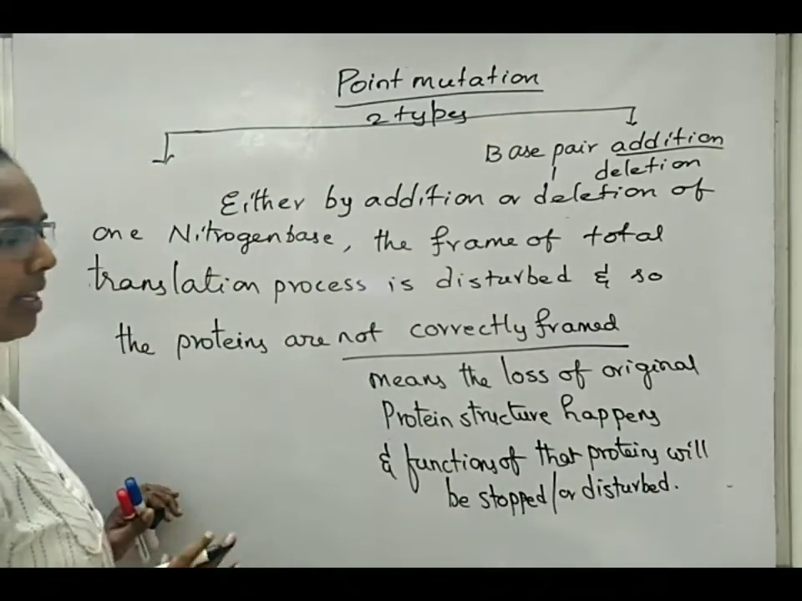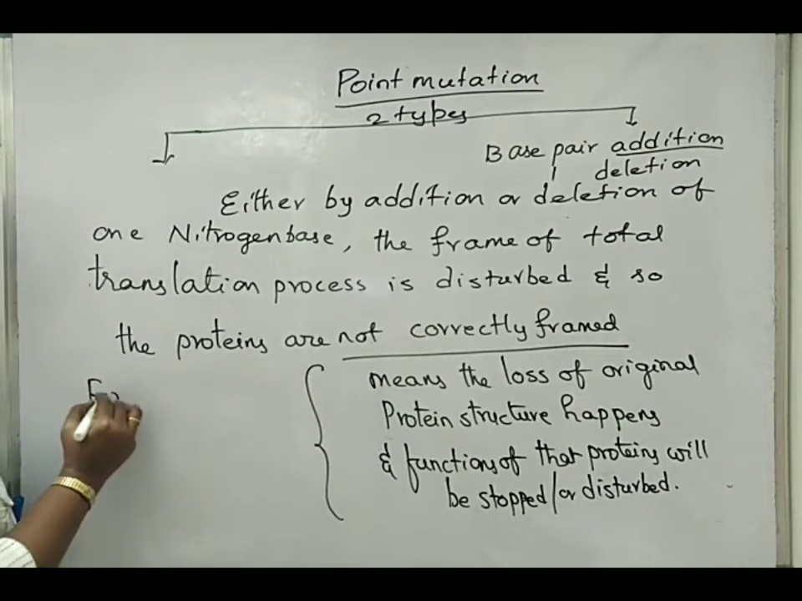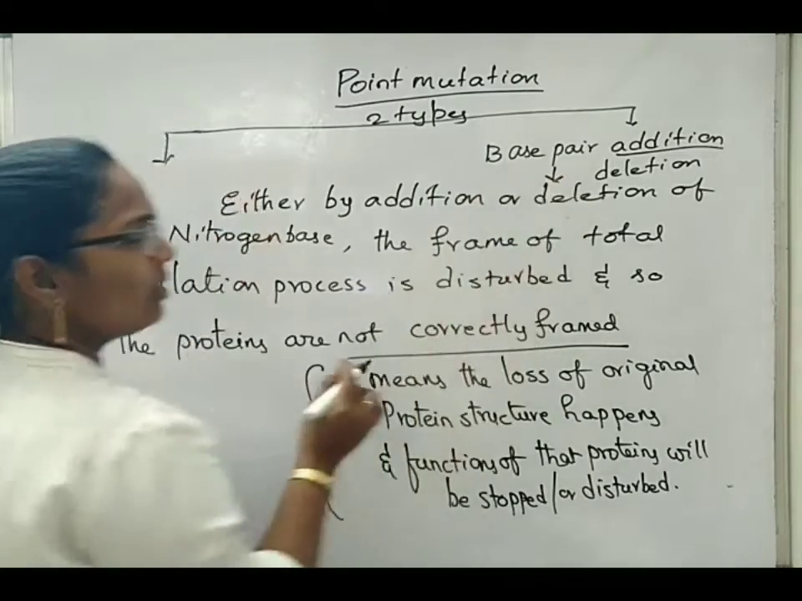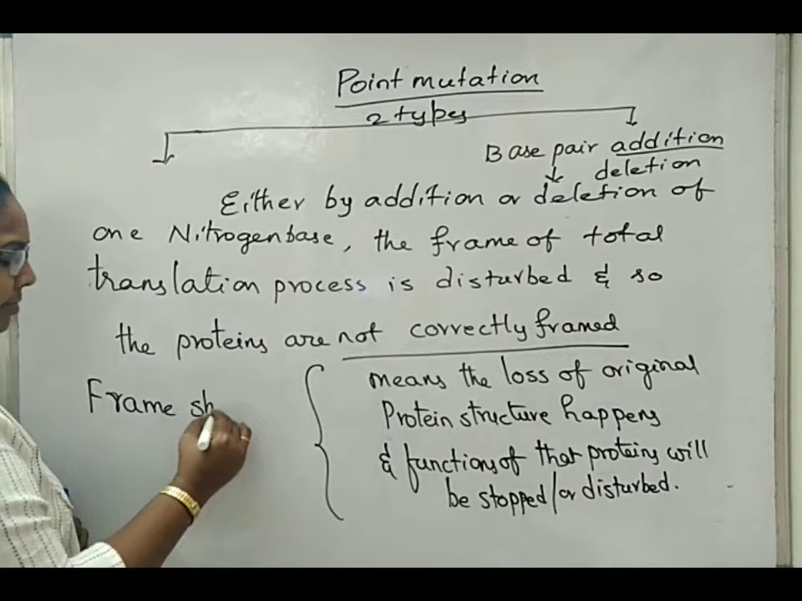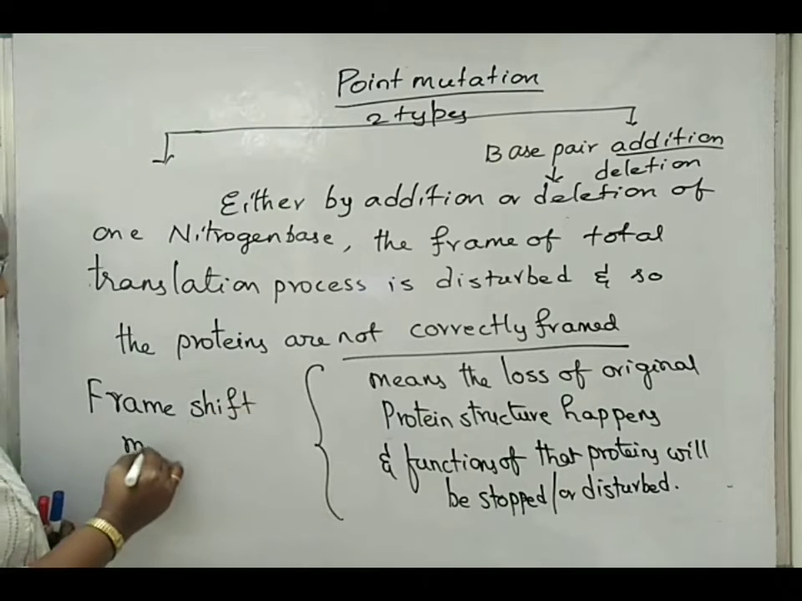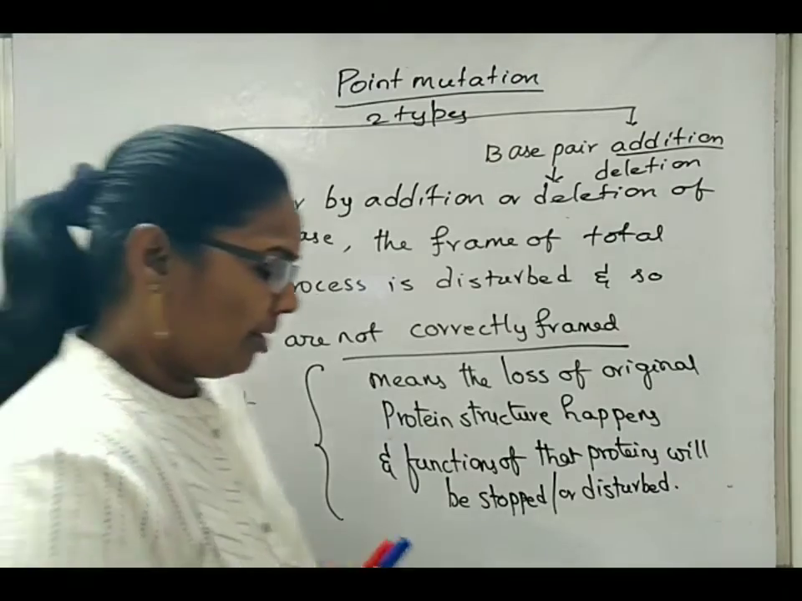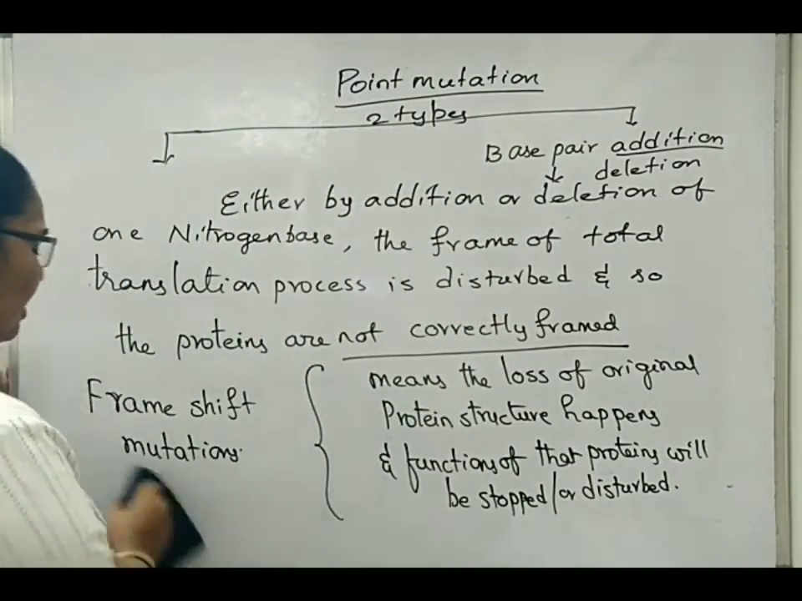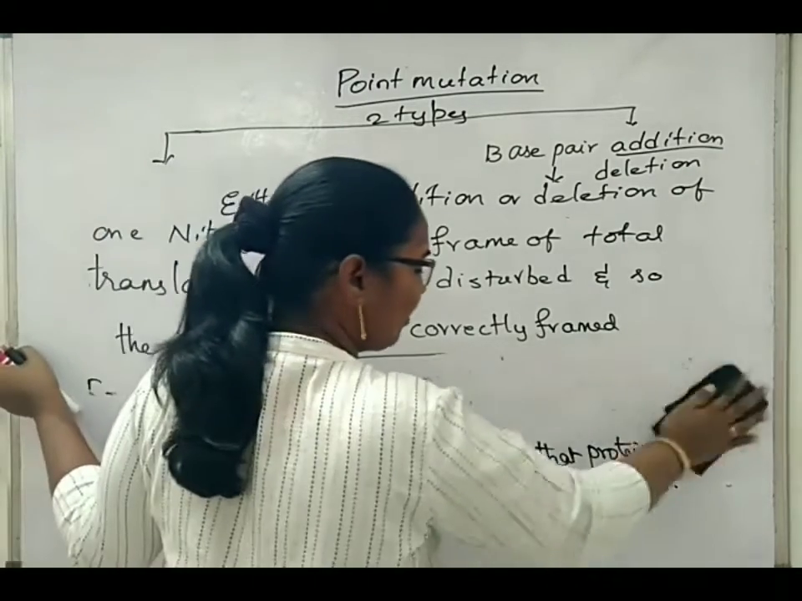So this can be considered as one best example for frame shift mutations. Base pair addition or deletion means nothing but frame shift mutations. We can also give one more example by addition or deletion, which is given in your NCERT textbook, is also one of the best examples. But here I will write one more example.